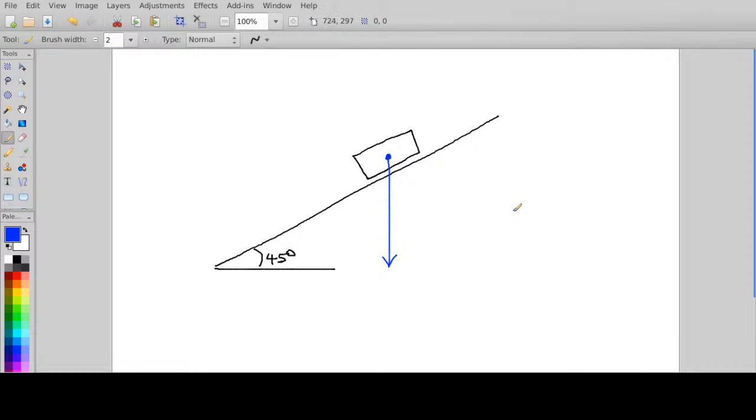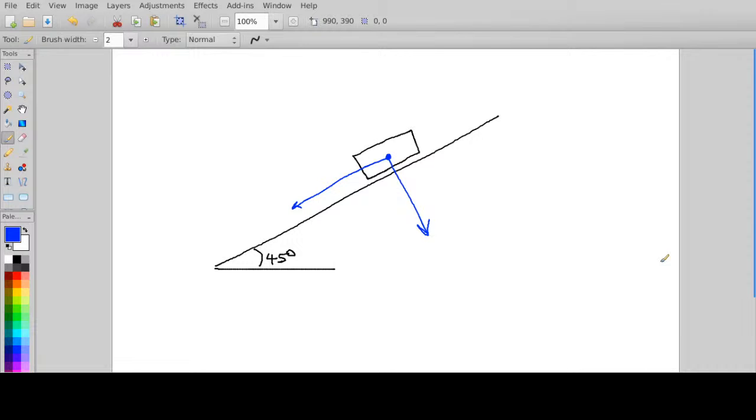Okay, so I'm going to get rid of this and I'm going to replace it with a component which is perpendicular this way and a component which is parallel this way, like that. Those two blue vectors there are the force of gravity. If you add them together, they would add up to the blue vector that I just erased.